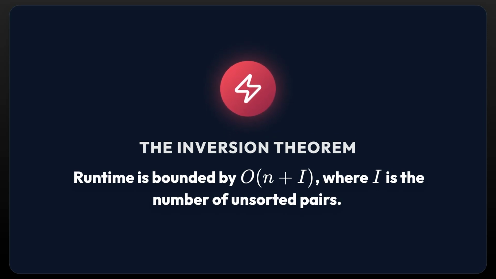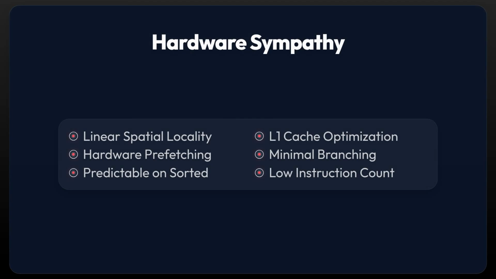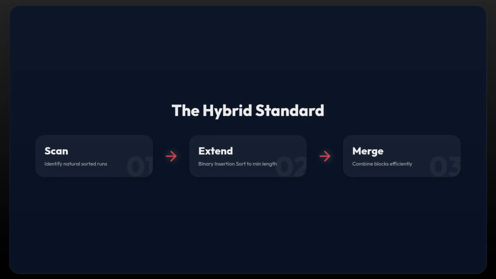Beyond theoretical notation, insertion sort possesses incredible mechanical sympathy with modern silicon. Its contiguous memory access pattern triggers CPU hardware prefetchers, flooding the L1 cache with hits. Furthermore, its simple inner loop results in minimal branch mispredictions when the data is nearly sorted, though highly random data will still challenge the predictor. This raw architectural speed makes it the indispensable finisher for modern hybrid implementations.